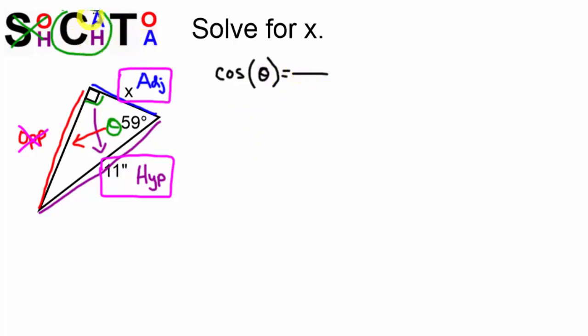After the parentheses comes the equal sign, and then after the equal sign is the fraction, which is based on SOH CAH TOA. We need to put the adjacent on top, and then on the denominator of the fraction is the hypotenuse.